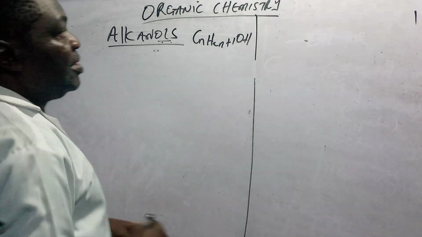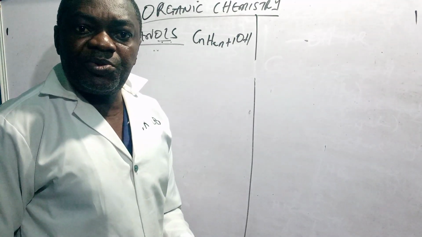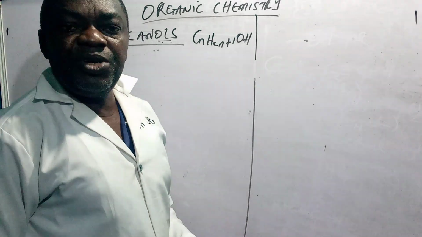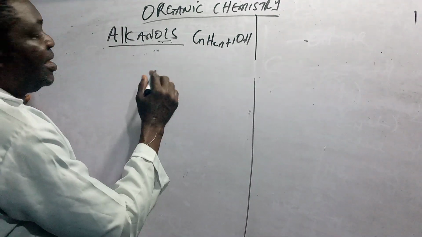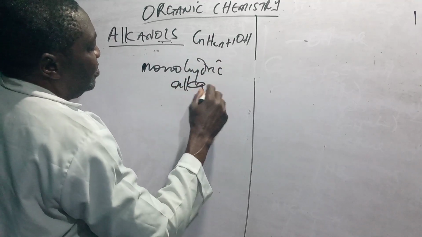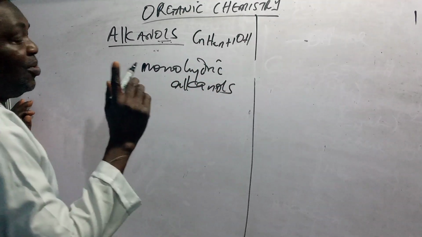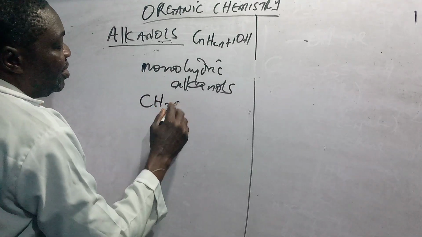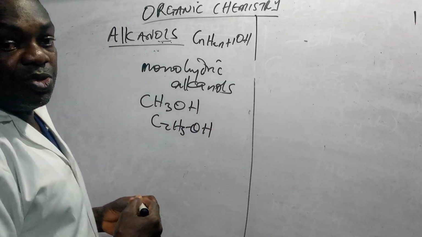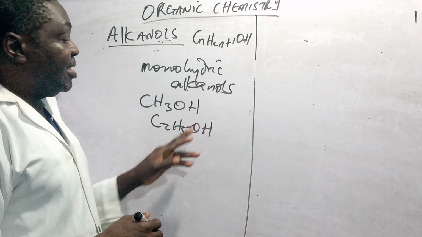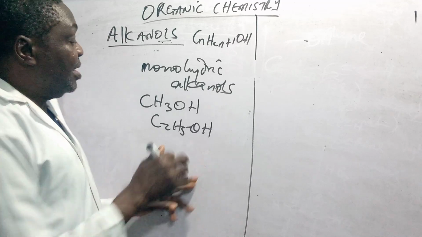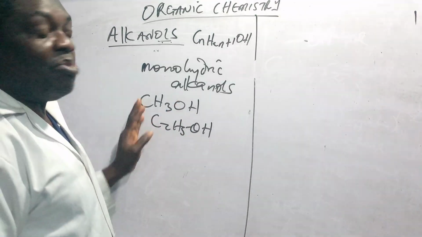Now, you have three different groups of alkanol, which you can call the classification of alkanols based on the number of OH groups they occupy. The first one is monohydric alkanol. Monohydric, they have only one OH group. For example, you have CH3OH, C2H5OH. All of these have only one OH group, no matter how long the parent hydrocarbon is. They have only one OH group, so they are called monohydric alkanols.